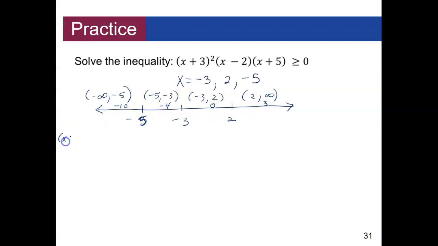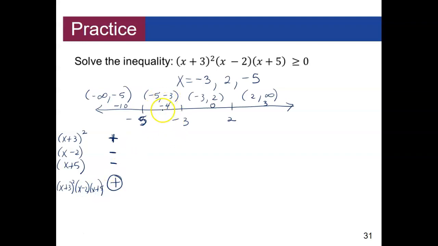So the first interval we have is x plus 3 squared. Then we have x minus 2, and we have x plus 5. If I plug anything into this squared factor here, it's going to be positive. If I put -10 in here, I'm going to have a negative, and then -10 plus 5 is going to be a negative. So an even number of negatives makes this region positive. So that's for the x plus 3 squared times x minus 2 times x plus 5.